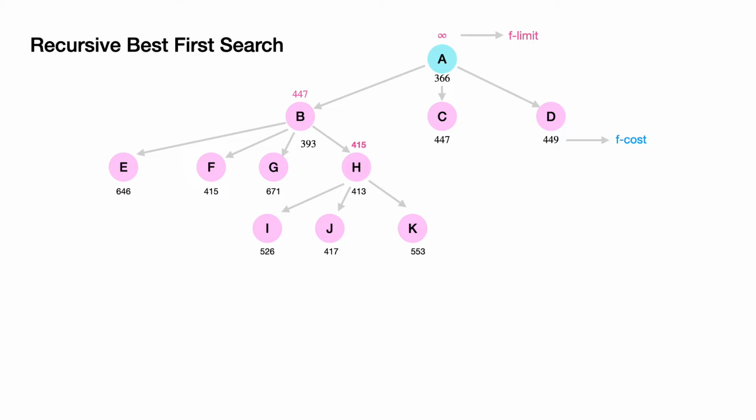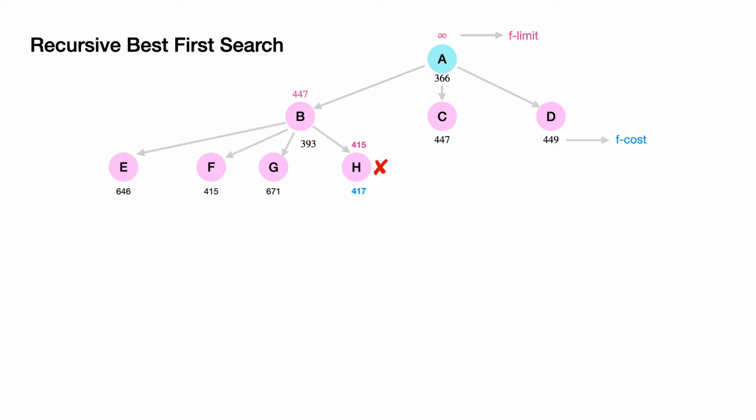Here we have I, J, K nodes. Among them, node J has the least, but node J has an f value greater than the f limit, which is 415, and therefore we don't pursue the children of node J anymore. We now replace node H's f value with the least f value of its children, which is node J. So node H's value will be updated to 417. We got this 417 because node J had 417 as the f value.